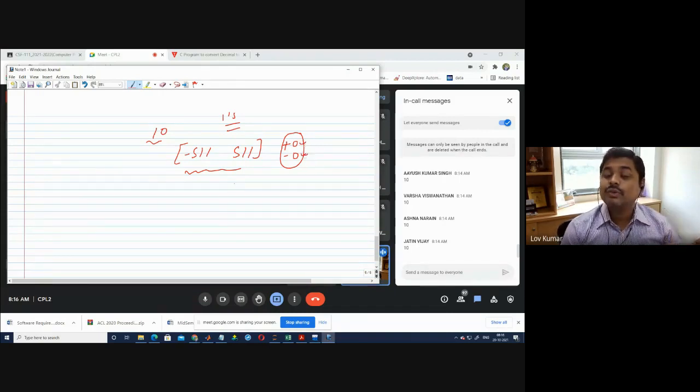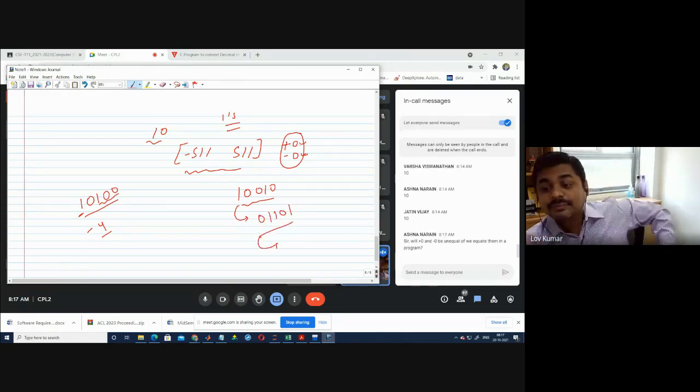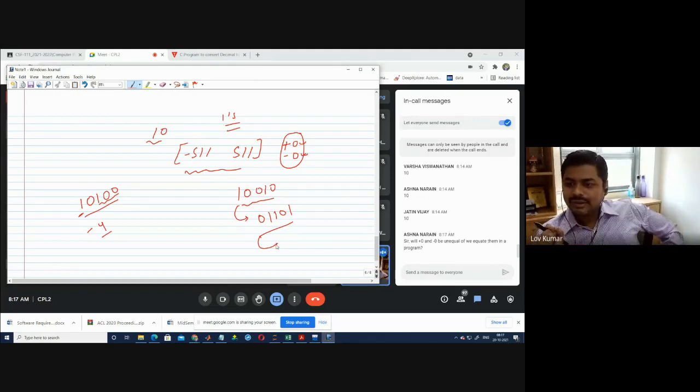And also there is one more problem here. Directly, you cannot find the value of any negative number. In the case of sign magnitude, you can find the value directly: plus, first bit 1, you write minus, and this value represents minus 4. But in this case, you cannot write like that. First you have to convert to the 1s complement, 0 1 1 0 1, and after that you have to find the decimal value.